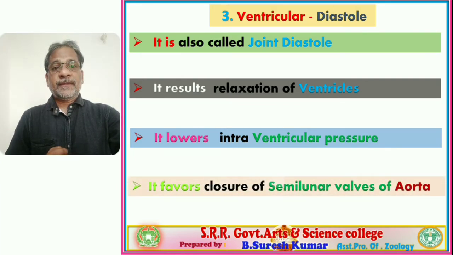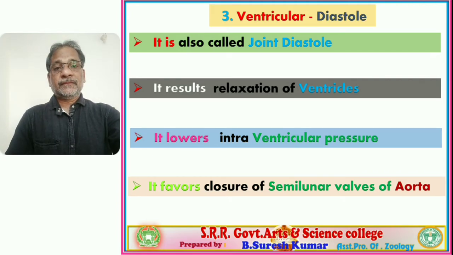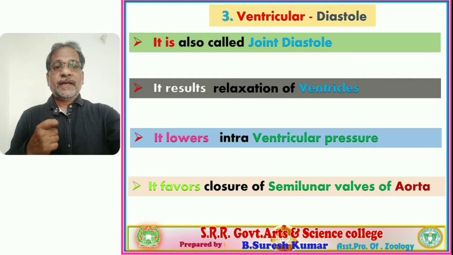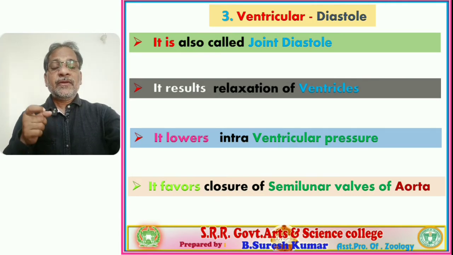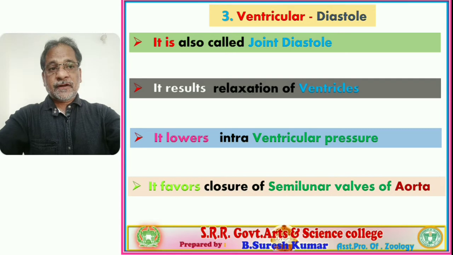That's why whatever blood is pumped into the aorta may return back into the ventricle. That may occur. So to avoid that phenomenon, whenever the ventricular pressure is lower, the semilunar valves present at the base of the aorta close immediately. So this phenomenon favors what? Closure of the semilunar valves of the aorta. Correct?